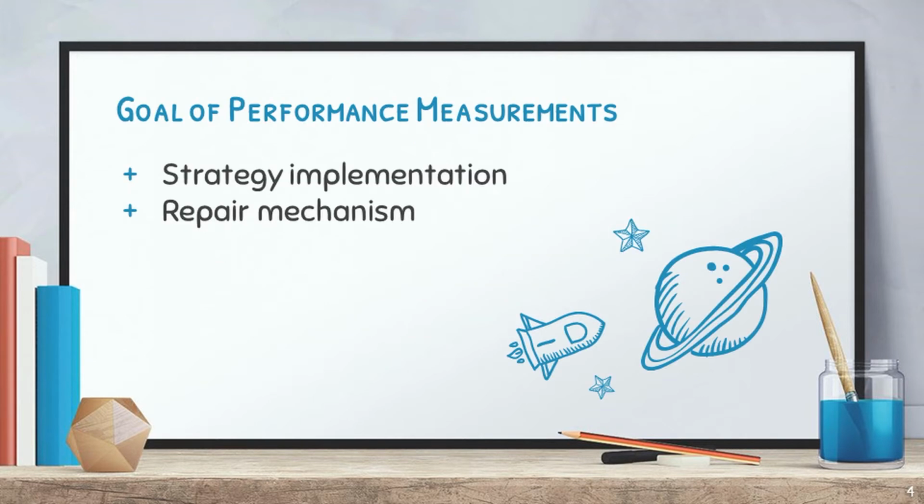The goal of performance measurements is strategy implementation and repair mechanism. In setting up such systems, senior management selects measures that best represent the company's strategy. These measures can be seen as current and future critical success factors. The strategy's success depends on its soundness. A performance measurement system is simply a mechanism that improves the likelihood the organization will implement its strategy successfully.